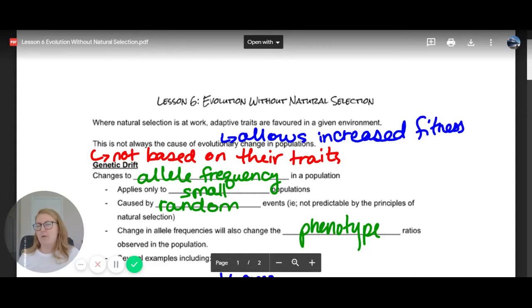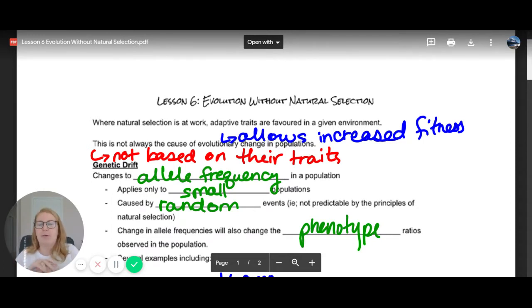So, up until now, we have described natural selection as really the only mechanism for evolution. However, it does turn out that sometimes we can have evolution, or a change in allele frequency, that is not based on natural selection. It's based more on random factors in the environment. So, that's what we're looking at today.